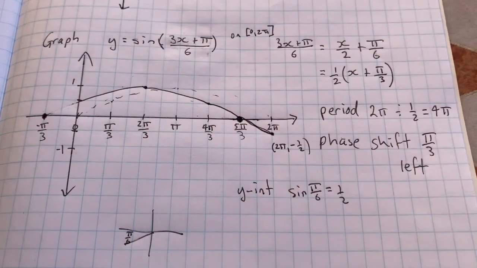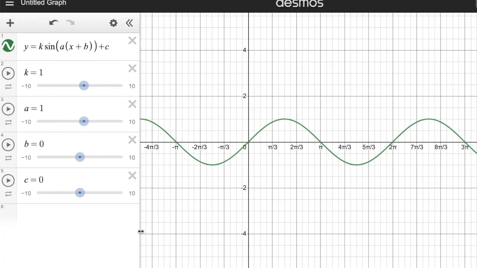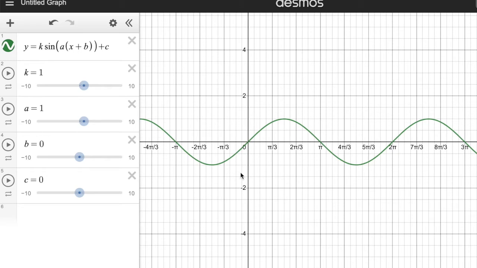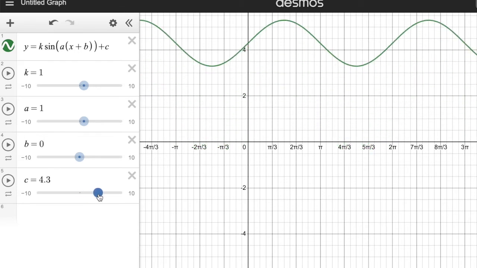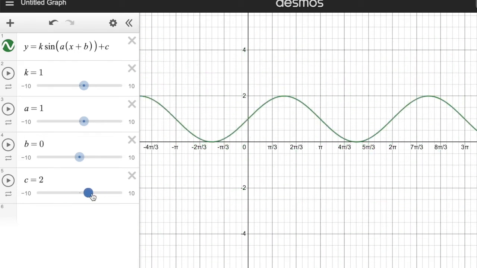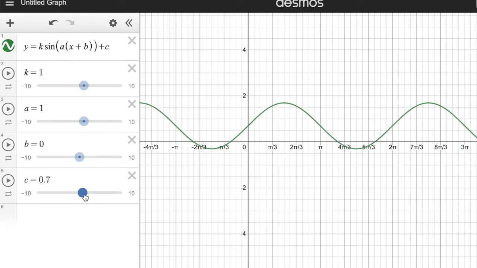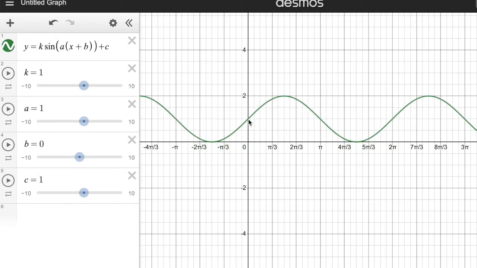That works. Okay, so I just wanted to look at putting it all together on Desmos. So you can see here I've got k sine a x plus b plus c. I'll start with the plus c because we haven't looked at that one before. So making c go up shifts the whole curve up, and making it go down shifts it down. And we've seen that before with other functions. So if I set c equal to 1, you can see the very center here is 1.